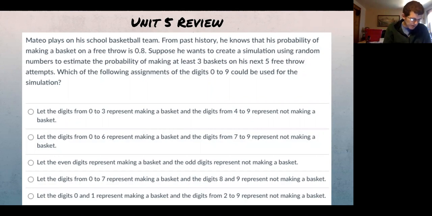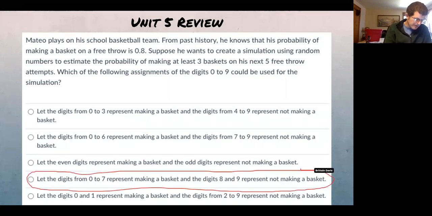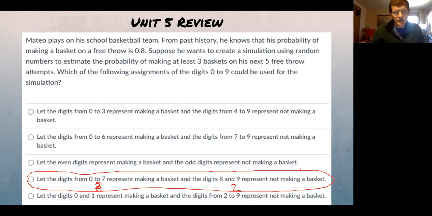I'm not going to read through all of these, but if I look at this one, I can see that 0 through 7 representing making a basket, well, that's 8 outcomes represents making, and 2 outcomes represents not making a basket. So this fits, that would be my choice. If we read all the rest of these, we would find that none of the others work appropriately.